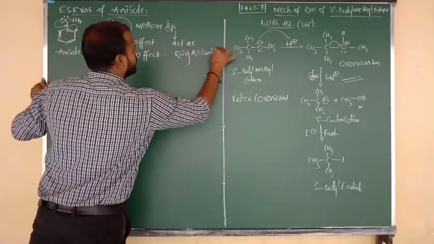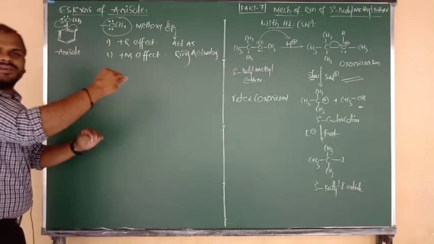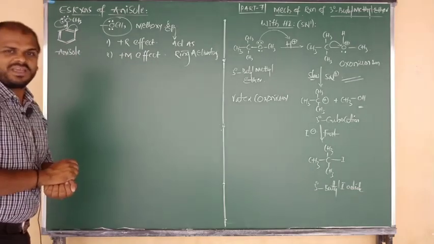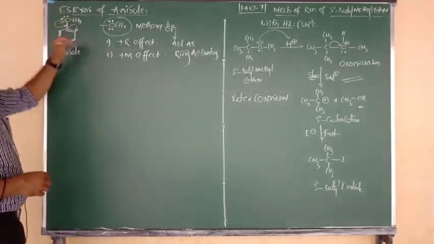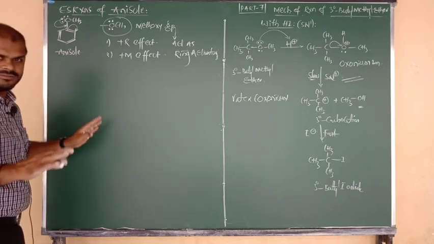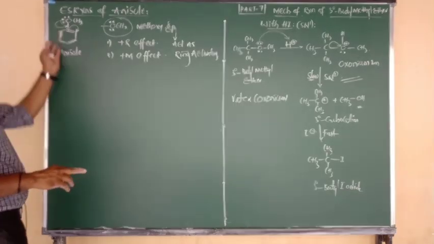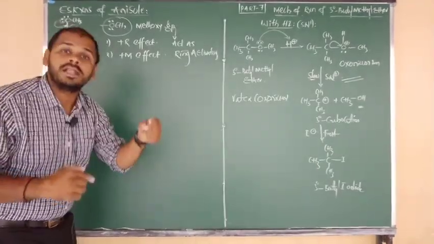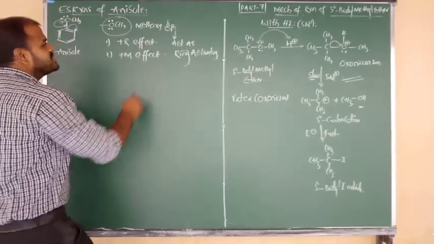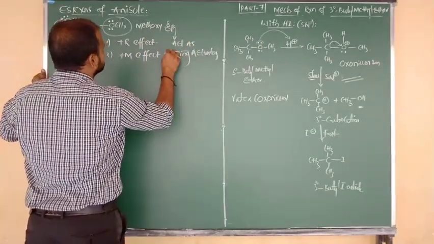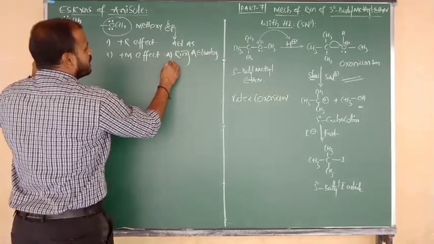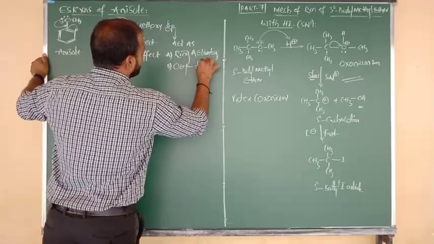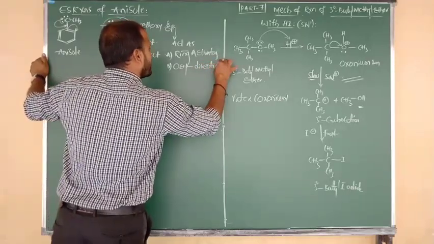Ring activating group. Nothing but the benzene ring will be activated due to the presence of the methoxy donating group, its positive mesomeric effect. Due to donation of electrons, the benzene ring will be activated and automatically undergoes electrophilic substitution reactions at the ortho position and at the para position. So the methoxy group acts as a ring activating group, and we can also say that it acts as an ortho and para directing group. Ortho and para directing group.